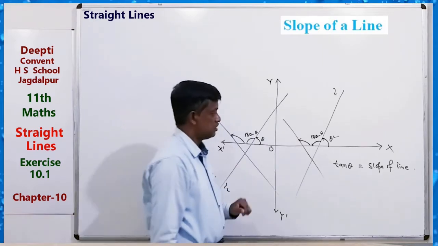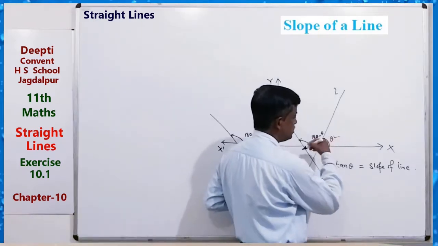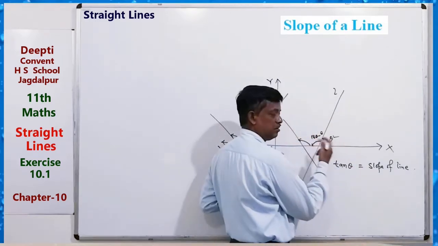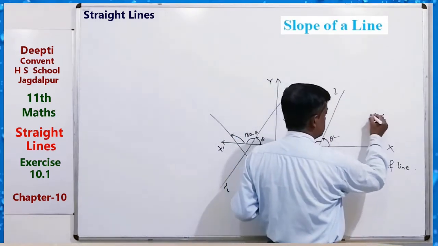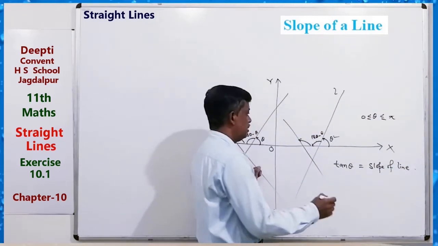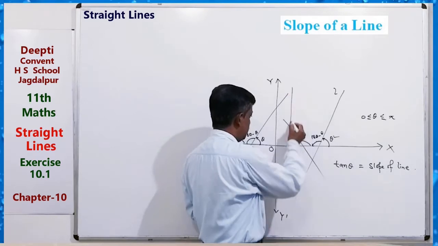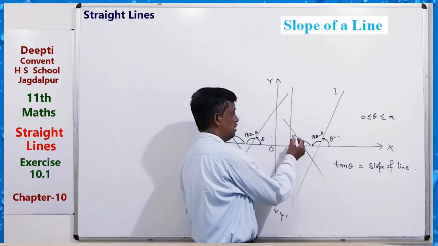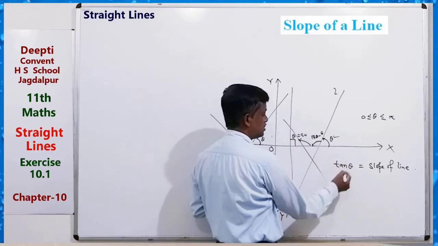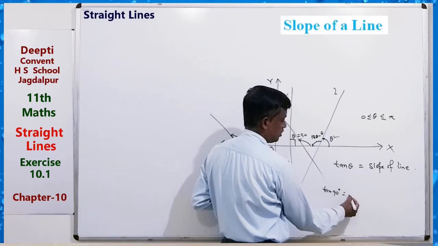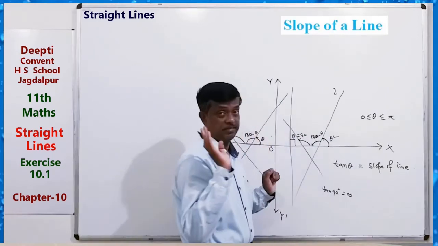Clear? So here theta lies between 0 to 180, that is, 0 to pi. So now, if the line is parallel to the y-axis, that is, this is 90 degrees, theta equals 90 degrees. Tan 90 degrees means tan 90 what? Infinity. That is not defined.